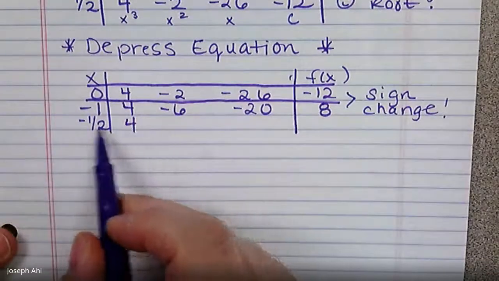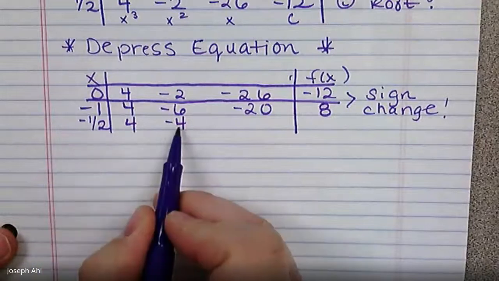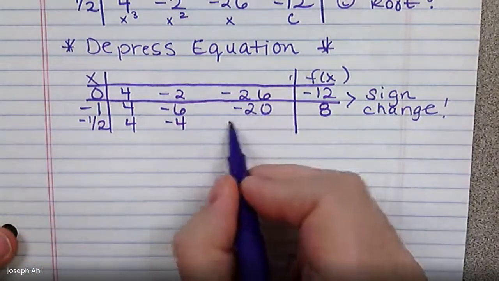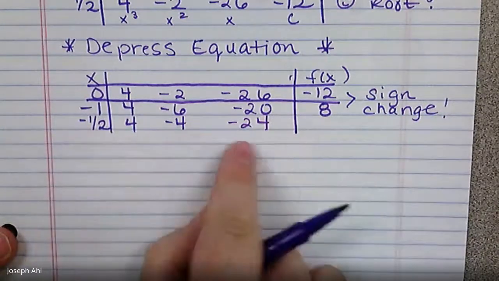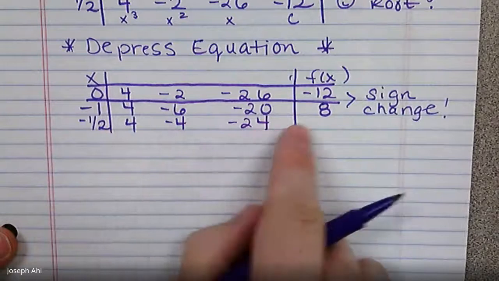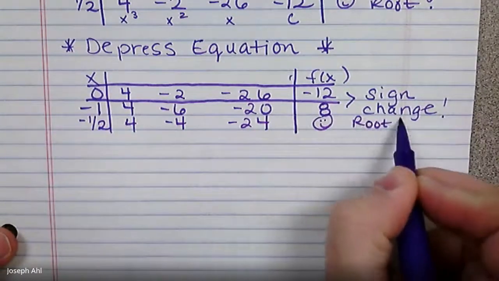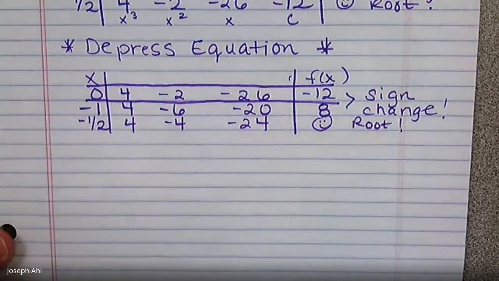Half of -1/2 times 4 is -2, plus -2 is -4. This would multiply to +2, plus -26 is -24. Just got to be careful with all the negatives here. -1/2 times -24 is +12, plus -12 is 0. And we did get lucky that actually -1/2 worked out really nicely for us there.